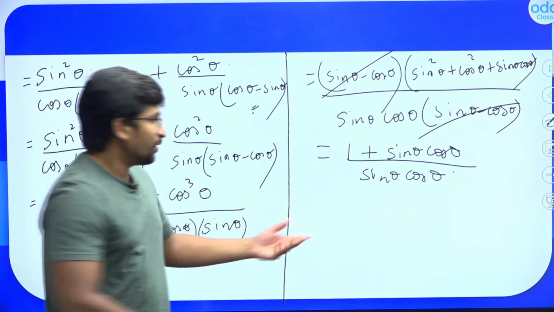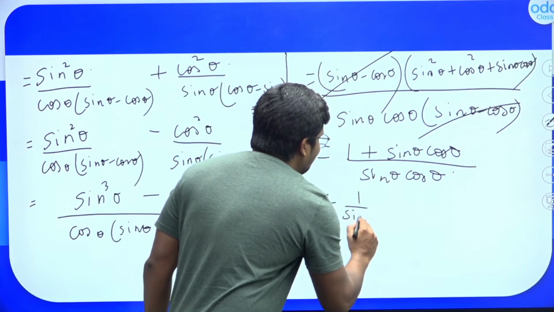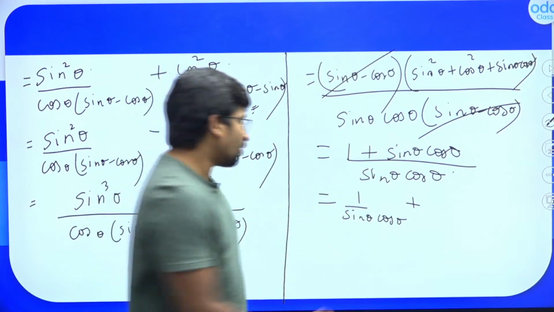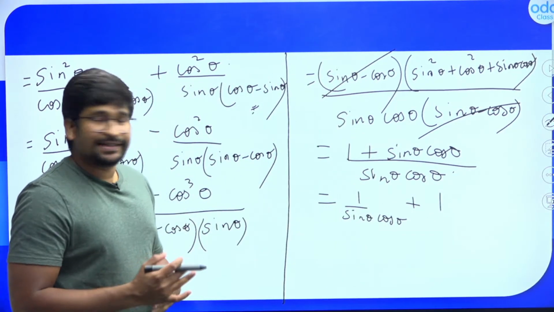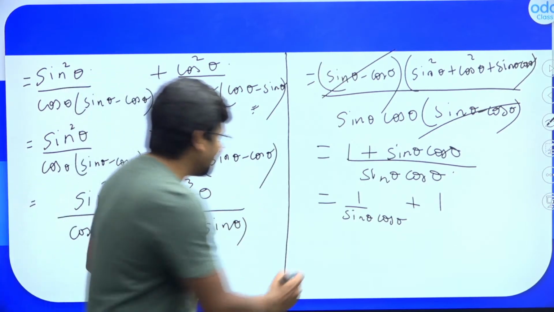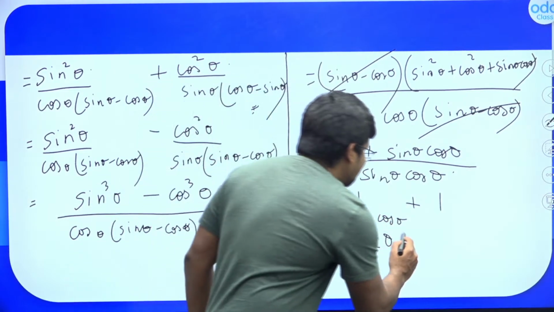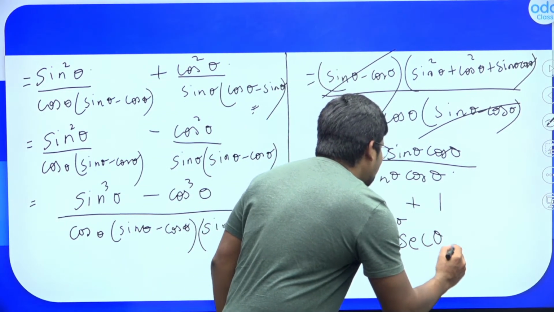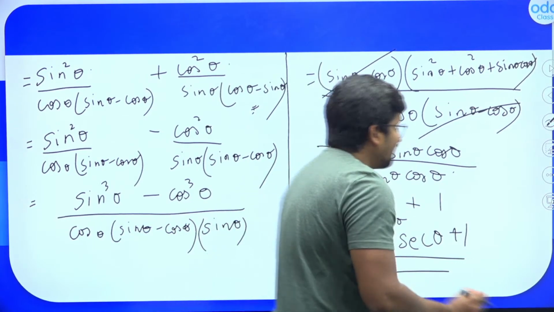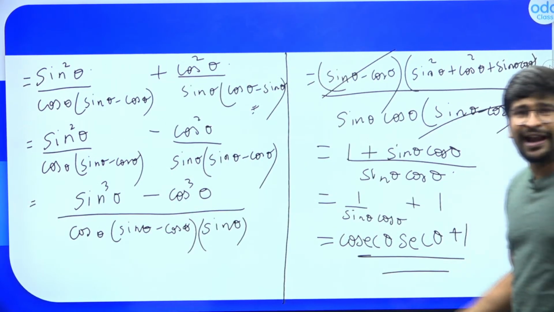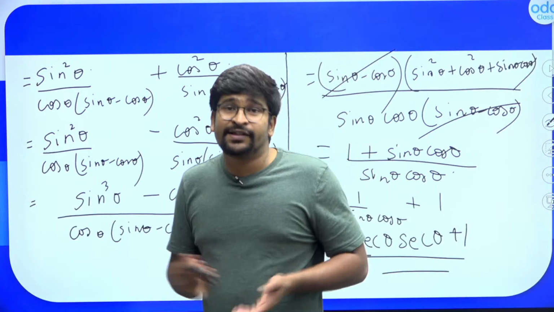Let's split it into 2. This can be written as 1 by sin theta cos theta plus sin theta cos theta divided by sin theta cos theta, which is 1. So it is 1 divided by sin theta cos theta plus 1. What is 1 by sin theta? You know that 1 by sin theta is cosec theta and 1 by cos theta is sec theta. So it is 1 by cosec theta sec theta plus 1. Is it equal to what we had to prove? Yes, we had to prove that it is 1 plus sec theta cosec theta. That is the same as cosec theta sec theta plus 1, right? Both are the same. So hence LHS is equal to RHS.